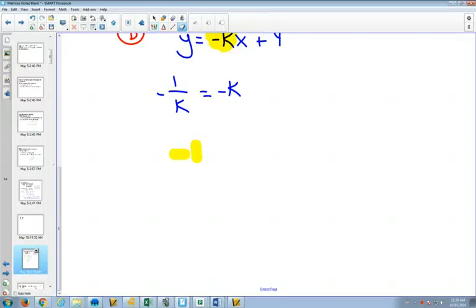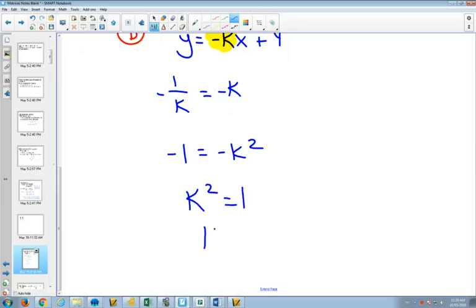That'll give you negative 1 equals negative k squared, or k squared is equal to 1. Solving for k, k could be plus or negative 1 when you square root that. And you might have been able to see that just by observation, that 1 would have worked.